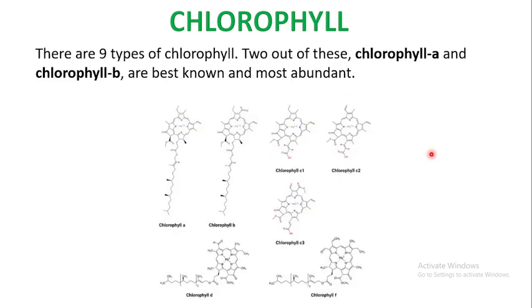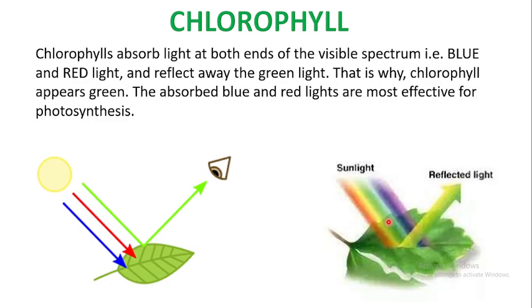Okay, now there are 9 types of chlorophyll, my dear children. 2 out of these, that is chlorophyll A and chlorophyll B, are best known and most abundant. I have just given a picture for reference. You don't have to learn them. Just remember that there are total how many chlorophylls? 9.